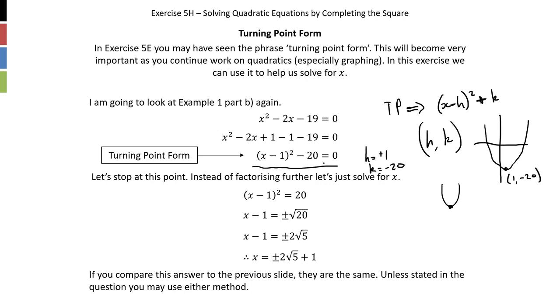Instead of finishing completing the square and writing it as 2 factors in brackets, we can actually just solve it for x. This is the one new thing today. Once we get to turning point form, instead of finishing completing the square, we can just solve it for x. And we do that: negative 20, we can add 20 to both sides. That cancels, and now we're up to this stage.